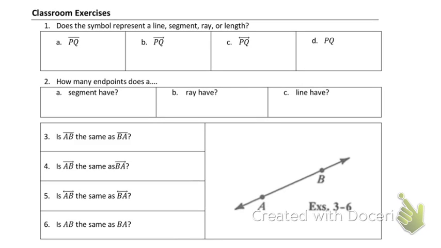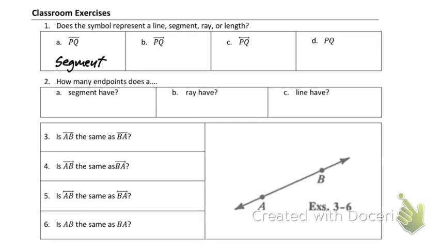Does the symbol represent a line, segment, ray, or a length? So the first one is A. Is that a line, a segment? I already lost. I'm sure you got it. Yeah. Segment. It is a segment.